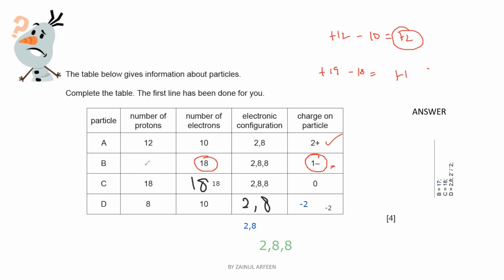So what should be the number of protons in this box? That is equal to 17, because 17 protons minus 18, the total will be -1. Then, because the net charge is 0, if net charge is 0, the number of protons should be equal to the number of electrons. That's why 18 is the right answer.